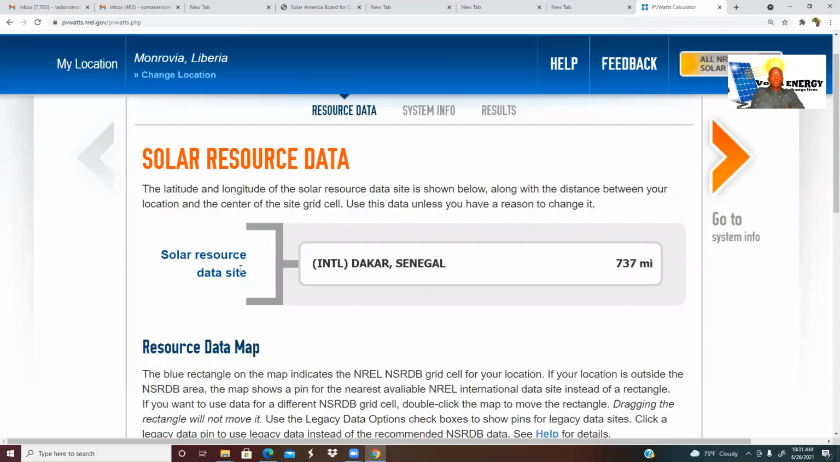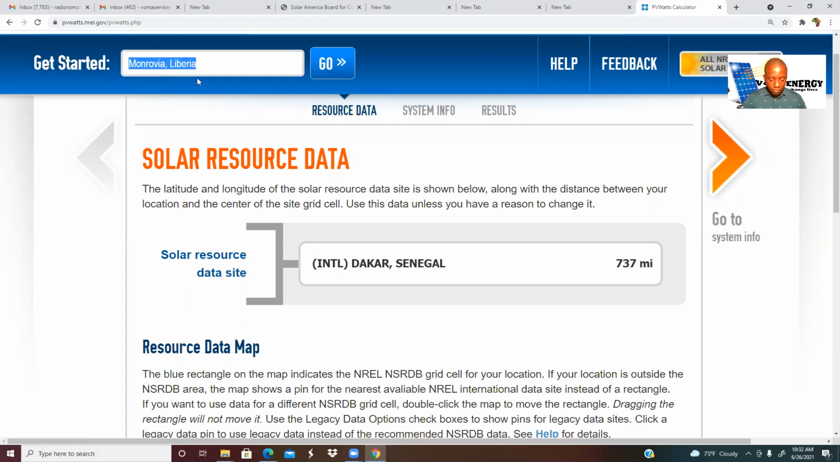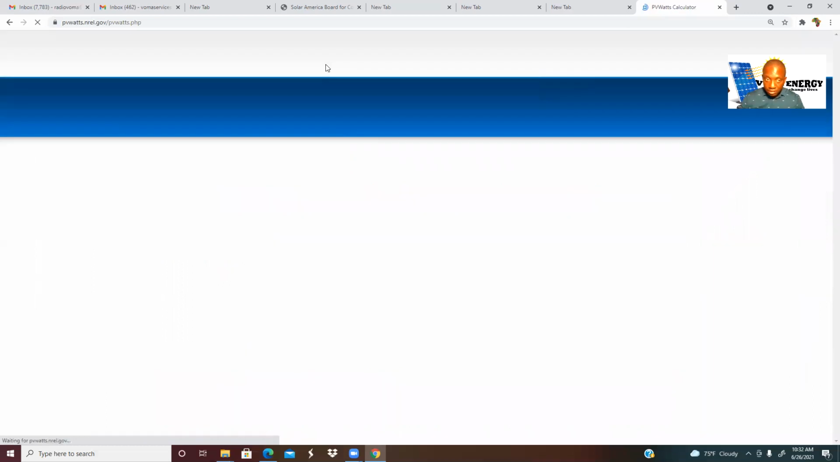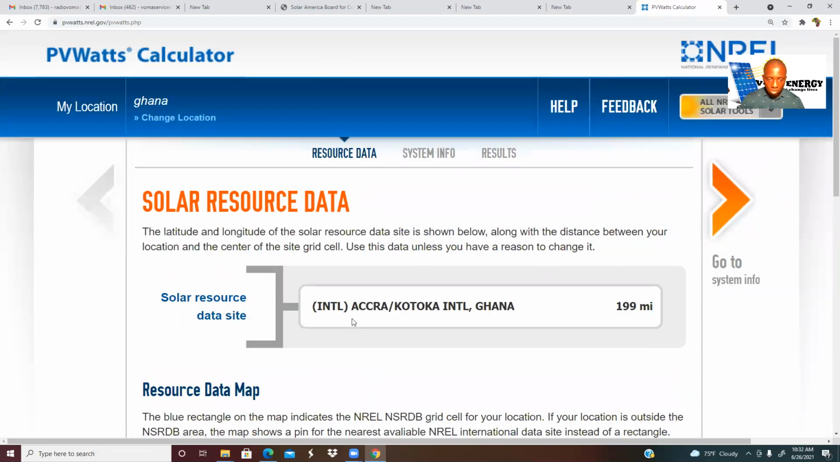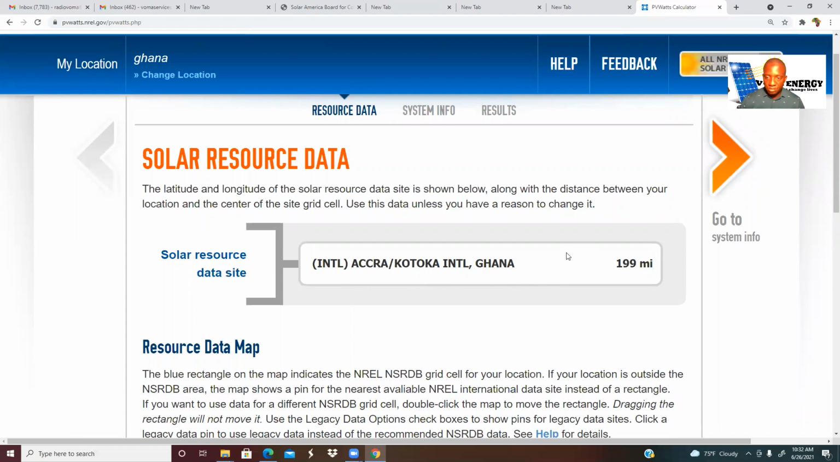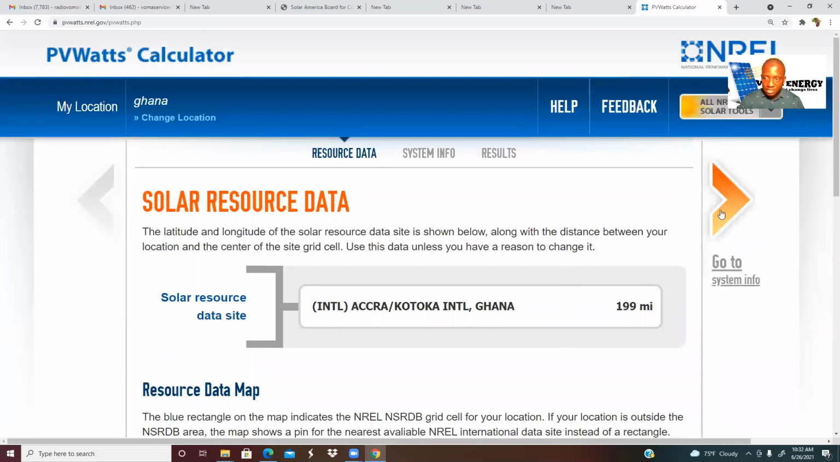Now, for Liberia, the weather data they use for West Africa, the closest country to Liberia is Senegal. We have a similar kind of climate. So if you notice, they're using Dakar, Senegal, which is about 735 miles away. They're trying to say that it's about the same region. So if I pull Ghana here, it would give me the Ghana location. Accra, Ghana is closer to Liberia than Senegal.